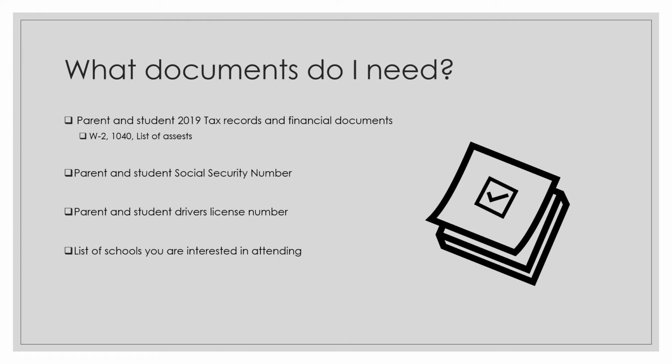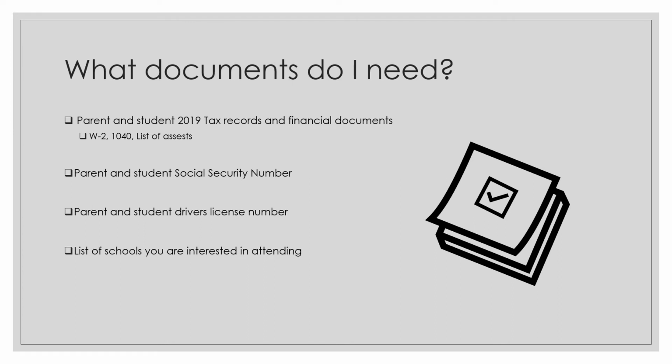And we're going to need these from both the parent and student, if applicable. So if the student didn't file a W-2, then of course they're not going to have to provide that information. But if they did file a W-2 in 2019, if the parent did file a W-2 in 2019, then you're going to have to put that information on the FAFSA. So W-2s, 1040s, and a list of assets are going to be the documents that you're going to need. And again, 2019 list of assets, 2019 1040, 2019 W-2.